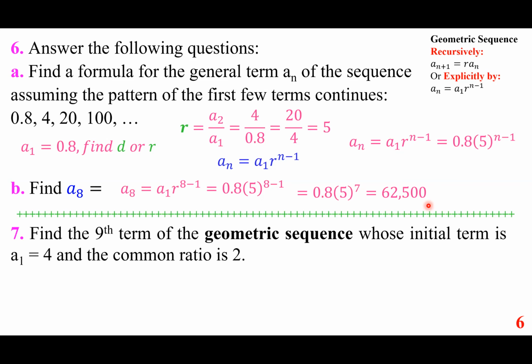Find the 9th term of the geometric sequence whose initial term is a sub 1 equals 4 and the common ratio is 2. Well, it's a geometric sequence, and the general form is a sub n equals a sub 1 r to the power of n minus 1, where a sub 1 is given and r is given.